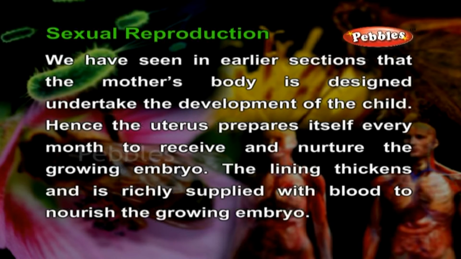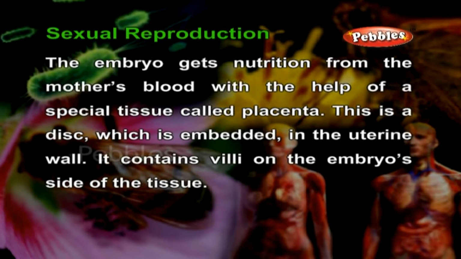Hence, the uterus prepares itself every month to receive and nurture the growing embryo. The lining thickens and is richly supplied with blood to nourish the growing embryo. The embryo gets nutrition from the mother's blood with the help of a special tissue called placenta. This is a disc which is embedded in the uterine wall.